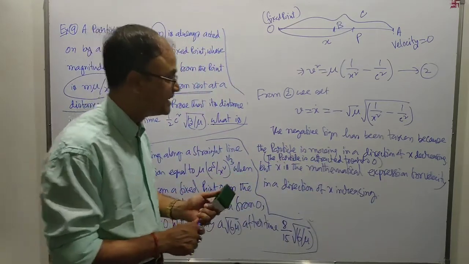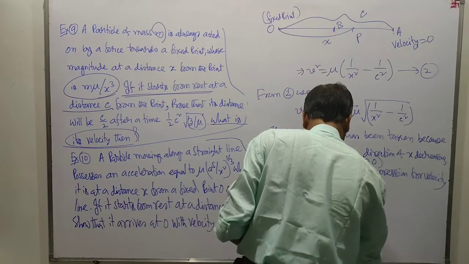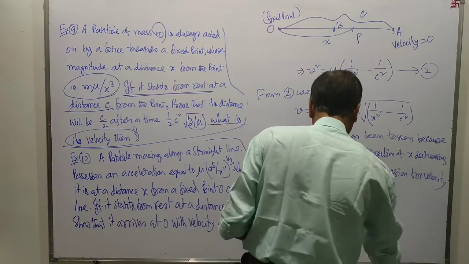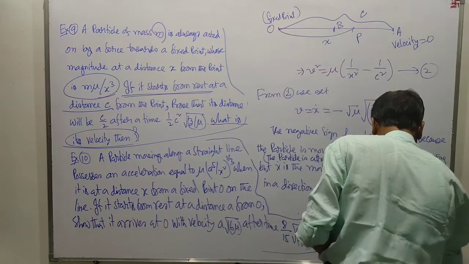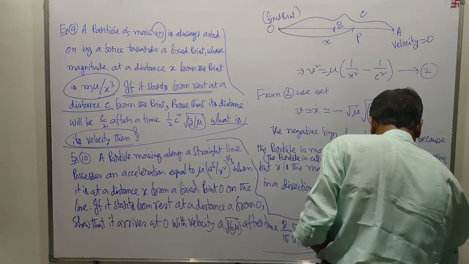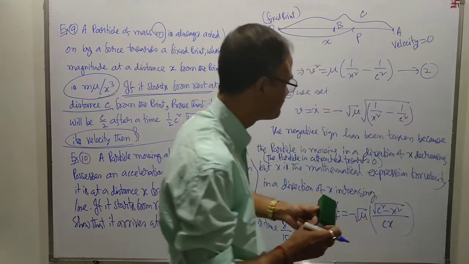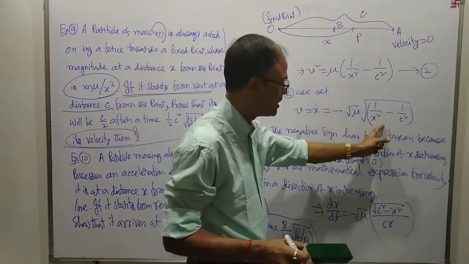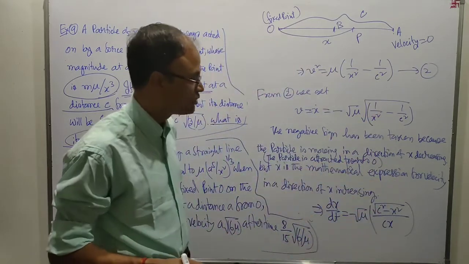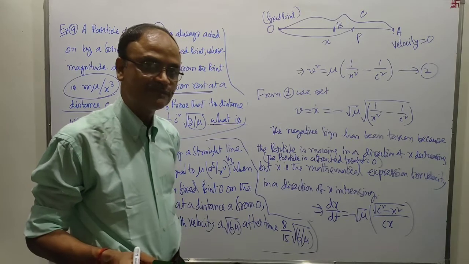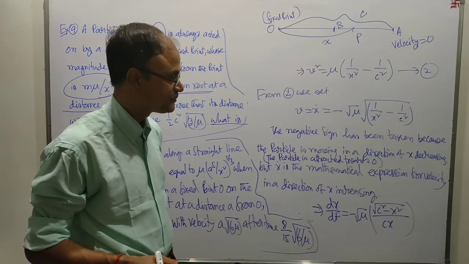Just note it down. This means x dot, you may write dx by dt, equal to minus root mu. You may write here cx over root over c square minus x square. C square x square root over will be cancelled, cx, and in the numerator you will get c square minus x square. Dx will be equal to like this.